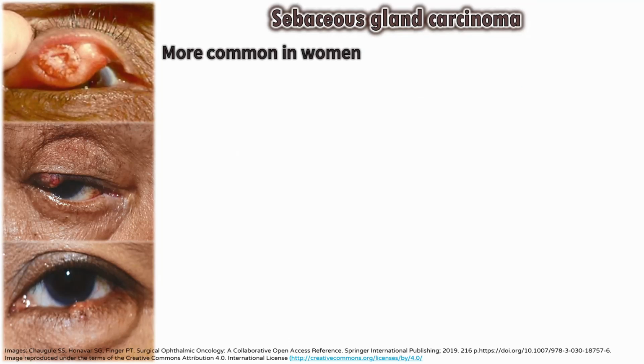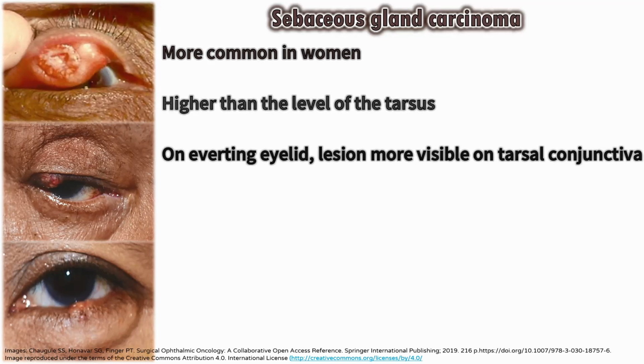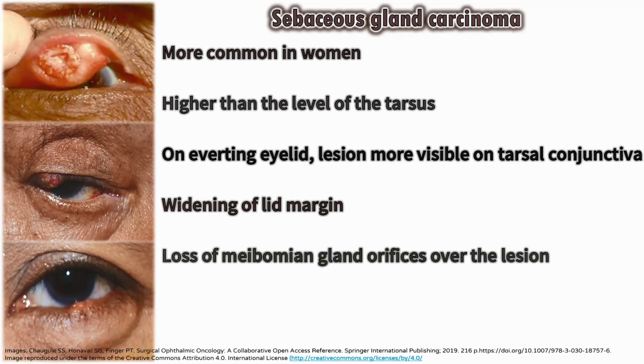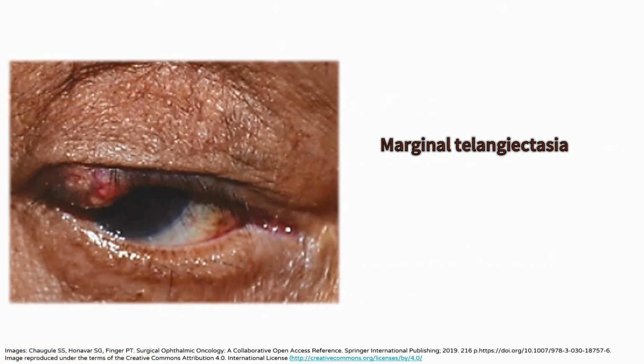The characteristic features of a sebaceous gland carcinoma are: the lesion is higher than the level of the tarsus, the lesion is more visible on the tarsal conjunctiva, widening of the lid margin, loss of meibomian gland orifices over the lesion, rounding of the posterior lid margin, marginal telangiectasia, loss of eyelashes.